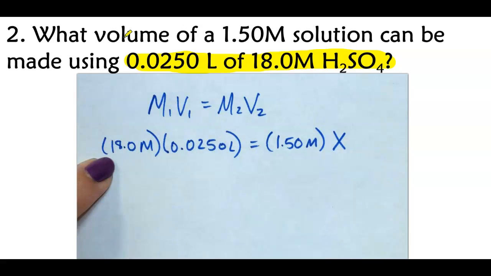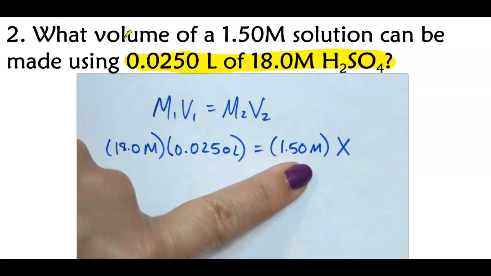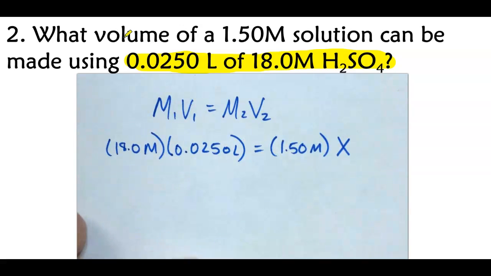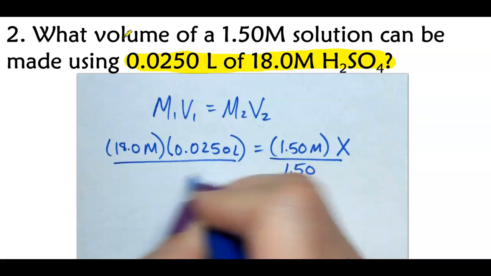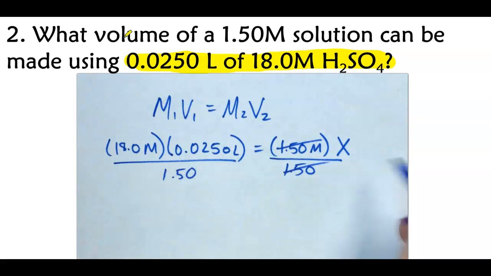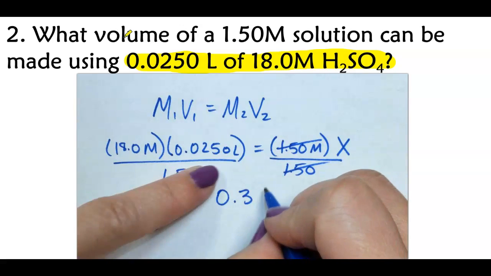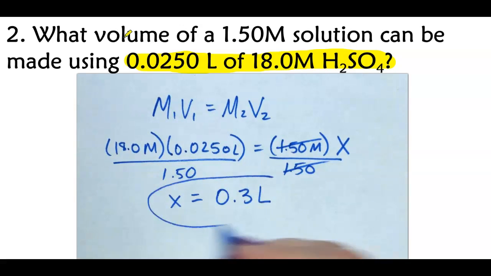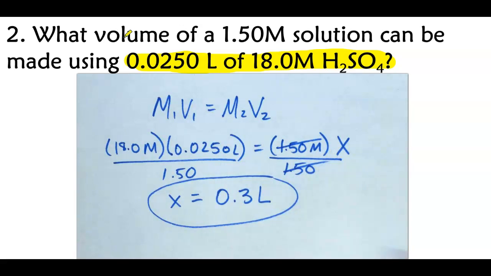So we're going to do 18 times 0.025 and then divided by 1.50 in order to solve for X. So divide each side by 1.50. And so X is going to equal 0.3, and that's liters. It's the same volume unit as V1, that is V2.